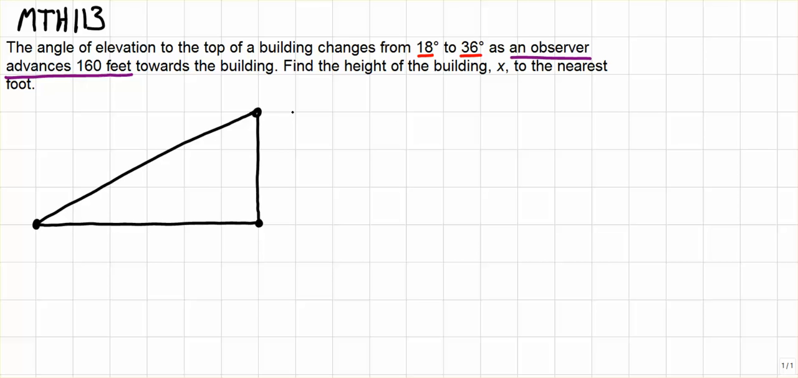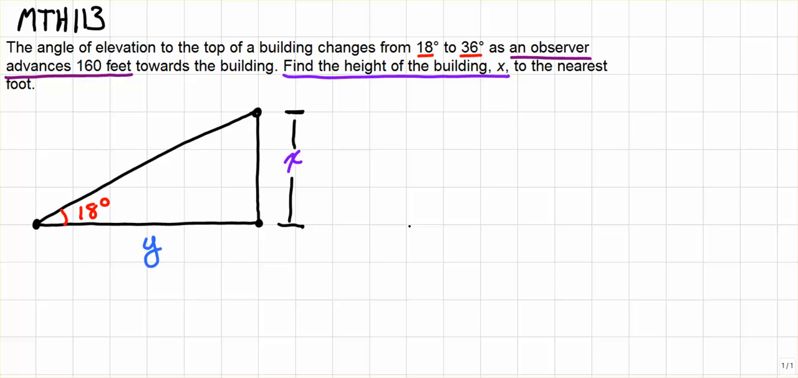And this side right here is going to be our height, which we don't know what it is. It's x. Find the height of the building, x. And that's going to go along with the fact that the angle of elevation is 18 degrees to start with. We do not have any idea how long this side is either, so we'll label that as y.